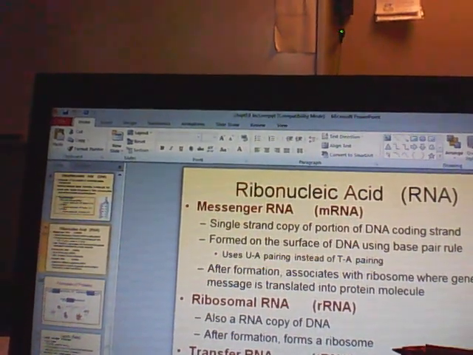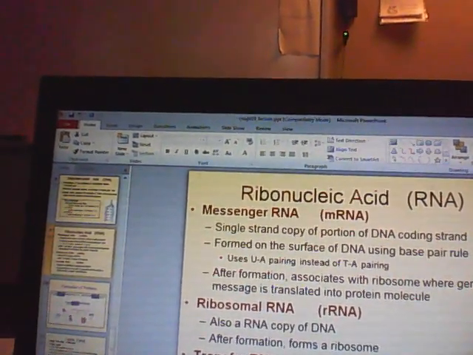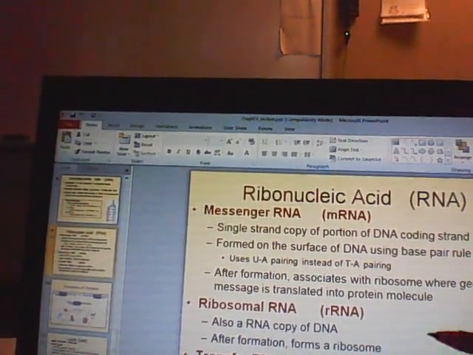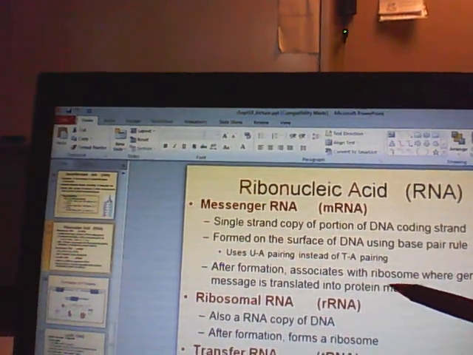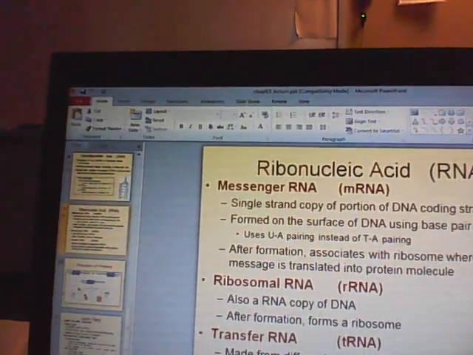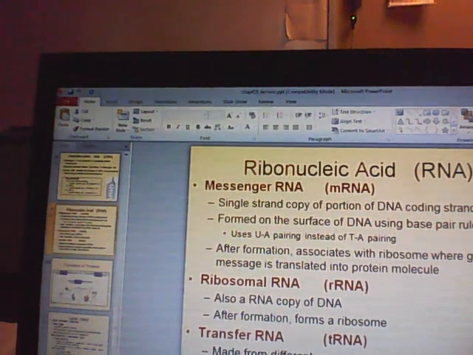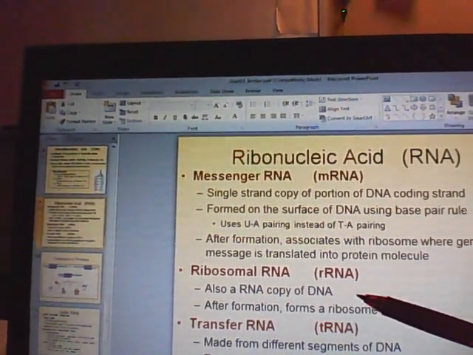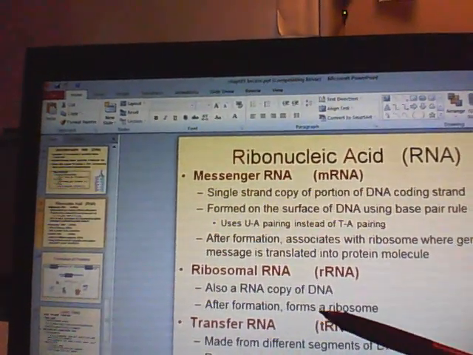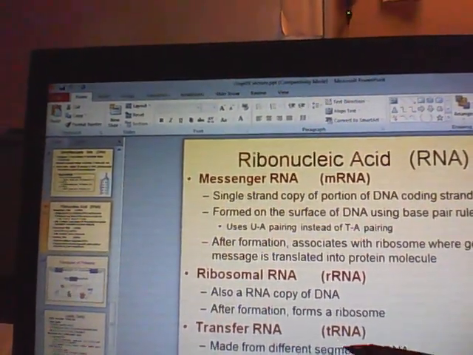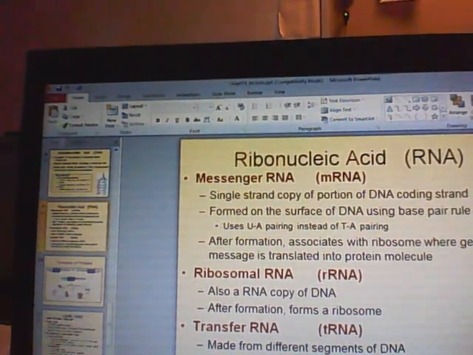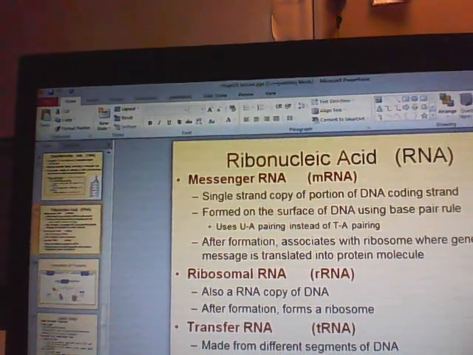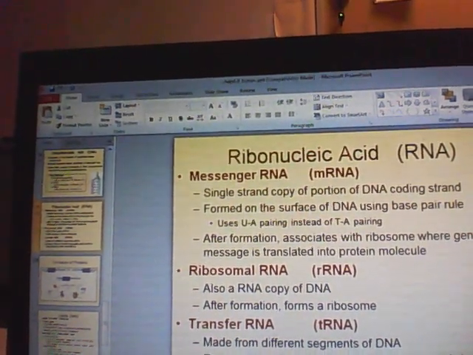The most important thing to know about messenger RNA is that it is the RNA that's used to translate into protein molecule. Okay? So messenger RNA is the RNA that's used to make protein. You have rRNA or ribosomal RNA, and it is used to make ribosomes. And you have tRNA, and tRNA is specifically used for transferring specific amino acids to the ribosome for protein manufacture.